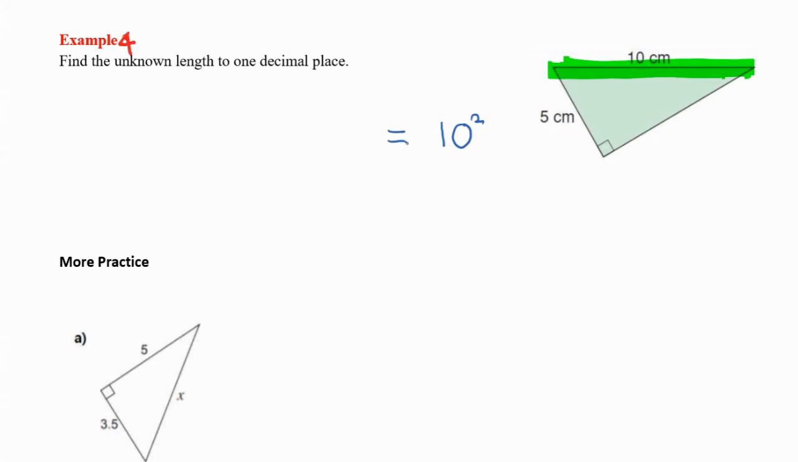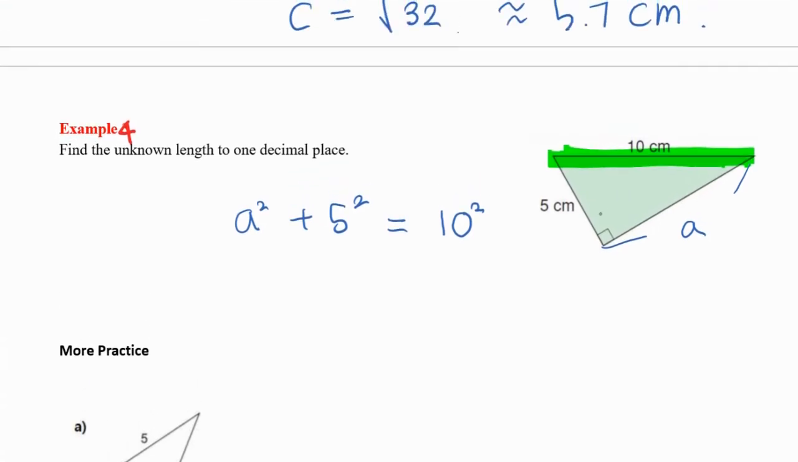Then 5 centimeter, and we don't know what this is, we're going to let this be a. Therefore, a squared plus 5 squared is 10 squared. So be careful, everyone. Some students think this is the hypotenuse. They write, oh, 5 squared plus 10 squared equals a squared. This is not right, okay? 10 is not isolated. 10 should be isolated because it's a hypotenuse. So a squared plus 5 squared equals 10 squared. Then a squared plus 25 equals 100.